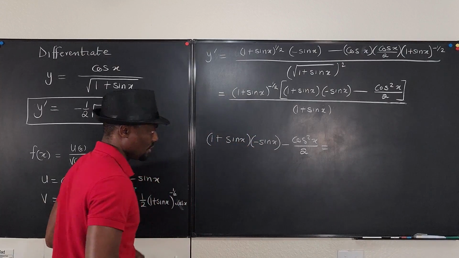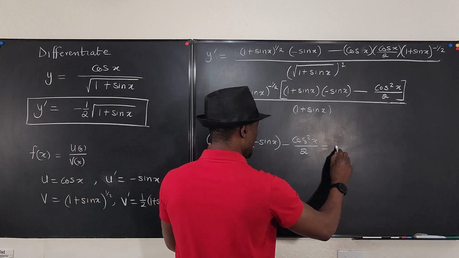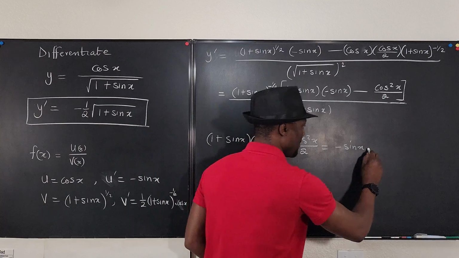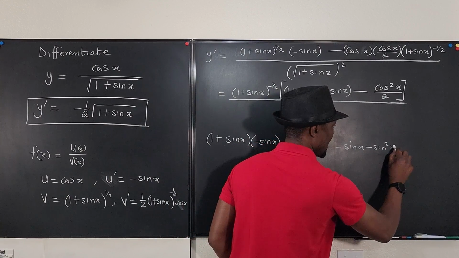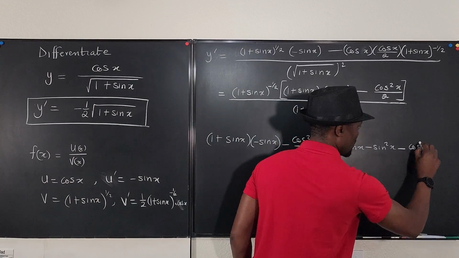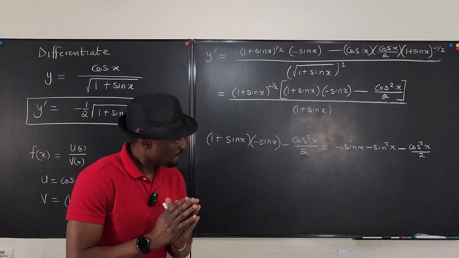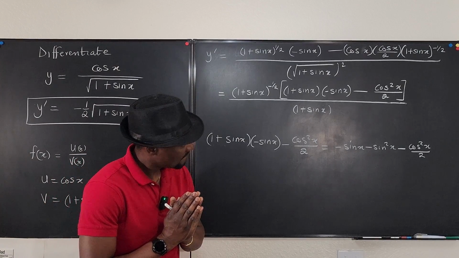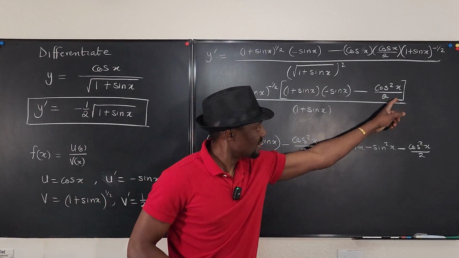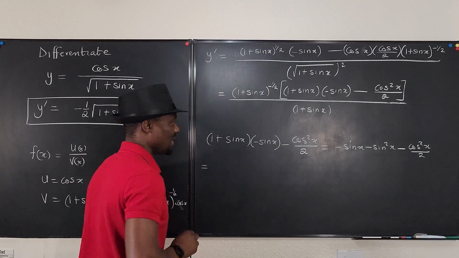What will this be equal to? Let's try and simplify this. This is going to be equal to minus sine x, and then minus sine squared x, and this is going to be minus cosine squared x over 2. So I'm still working on the top, okay? We're still working with this parenthesis. So what does this give me? I'm going to come back here.